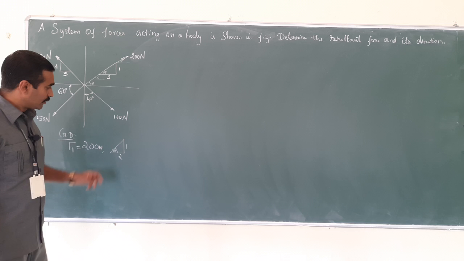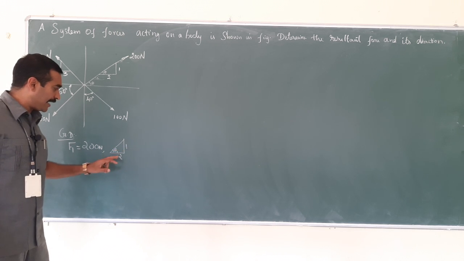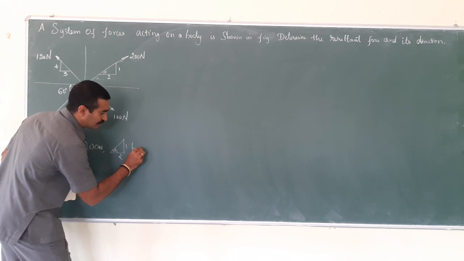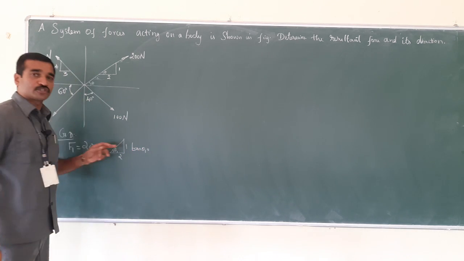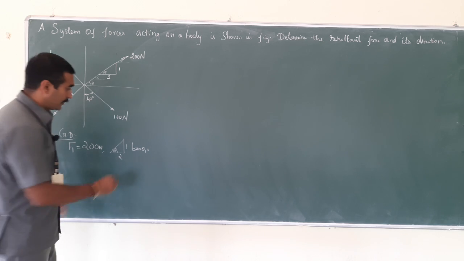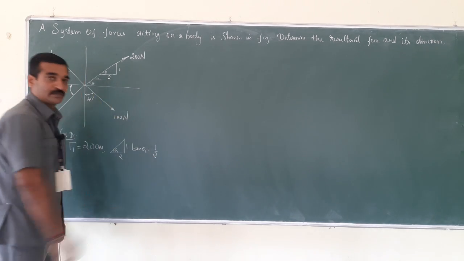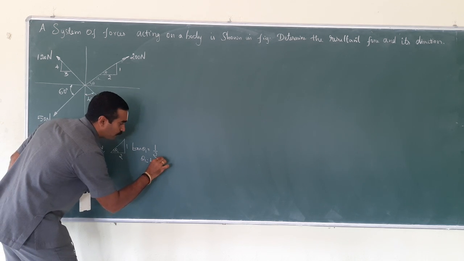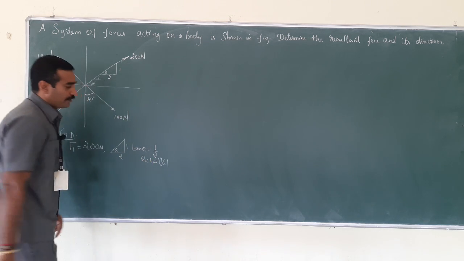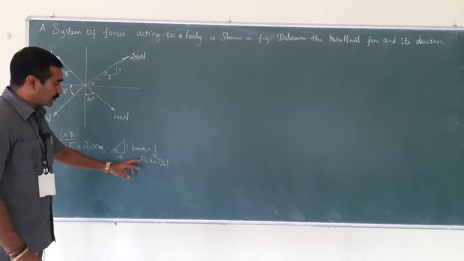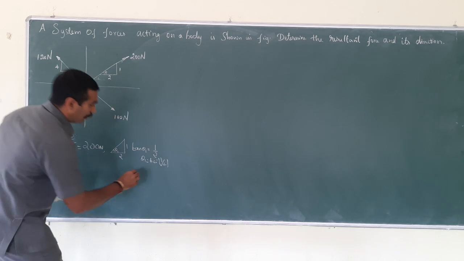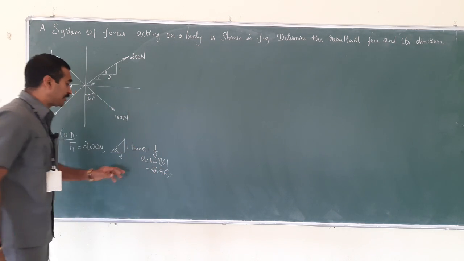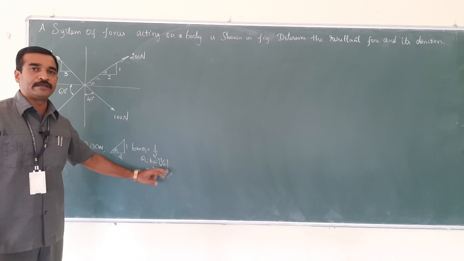For this theta 1, the values are the opposite and the adjacent. So tan theta 1 is equal to opposite side by adjacent side, so 1 by 2. Therefore, theta 1 is equal to tan inverse of 1 by 2. If you calculate by using the calculator, you will get 26.56 degree. So the theta 1 value is 26.56.